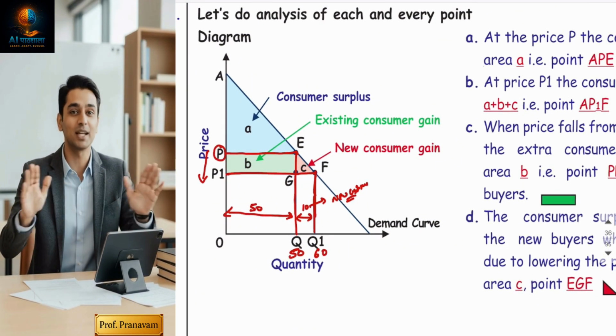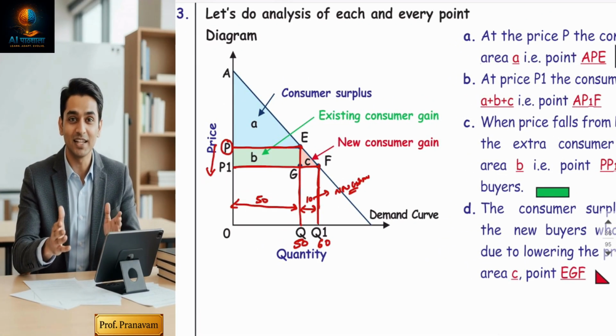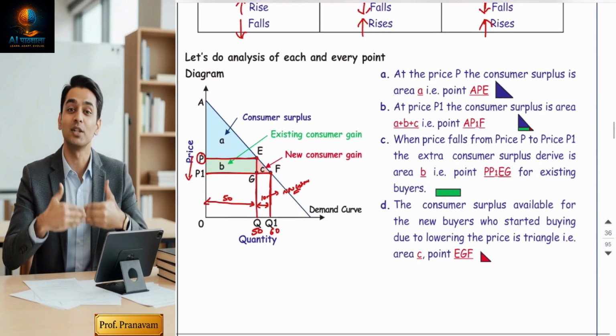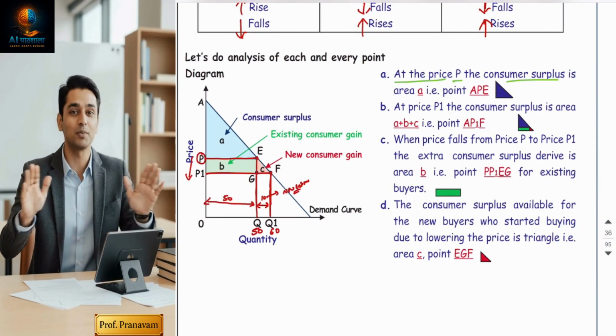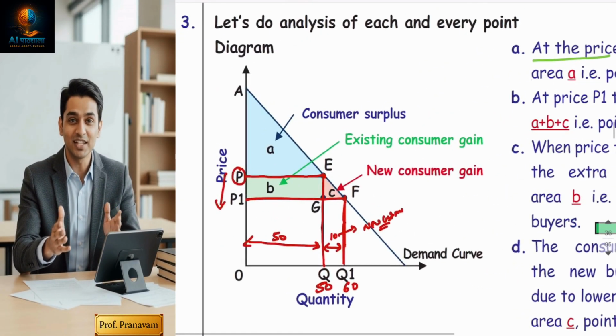So let's understand the concept. Now, there is no concept. Many questions they can ask you. You should understand which area indicates what. So see, the first question: at the price P, the consumer surplus is dash. When the price is P, what is the consumer surplus?